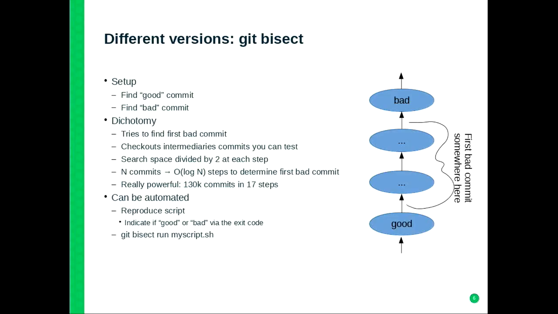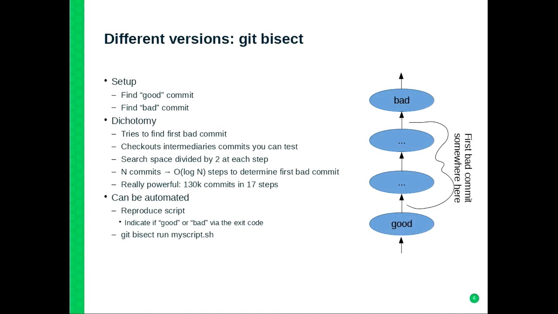One easy way to find a solution to your bug, when it's possible, is to use git bisect. I'm guessing most of you are familiar with it. Who has used git bisect or has heard of it? Half of the room, I think.